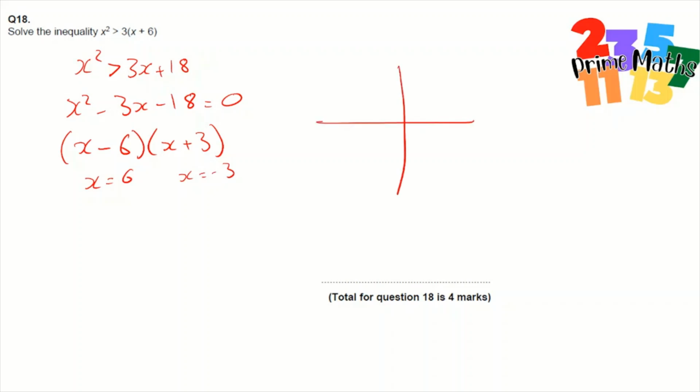Sketching this on a graph, if I'm going through minus 3 and 6, so label this as 6 and minus 3, I want all of my values where it's greater than. So I want all of my values that are above the x-axis. This is when x is smaller than minus 3 and where x is bigger than 6.